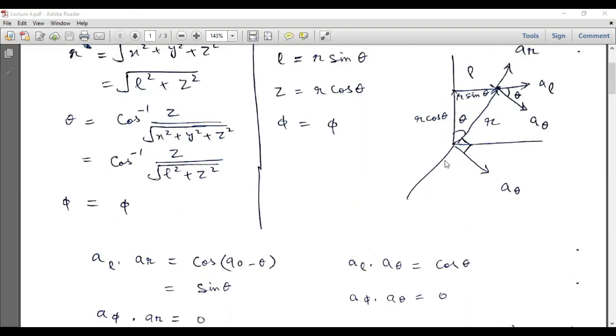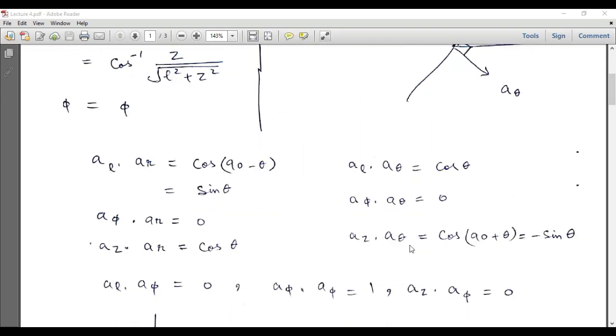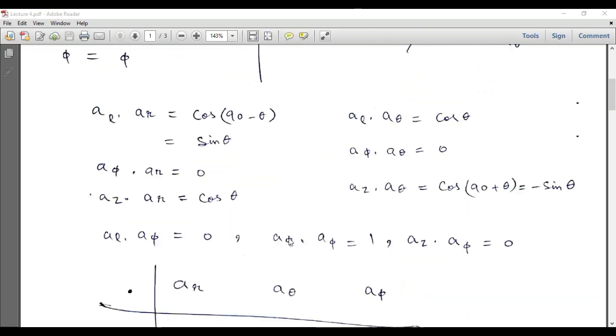cos of 90 plus theta because this is az, this is a theta. So this angle is theta and this angle is equal to 90 degrees. And actually this was a theta, but we have redrawn a theta over here, and from here we can estimate the angle between AZ and a theta, and it is equal to 90 plus theta. So AZ dot a theta will be equal to minus sine theta.